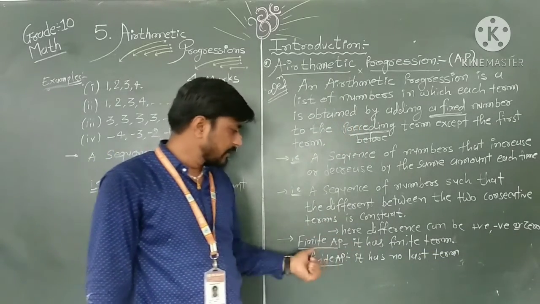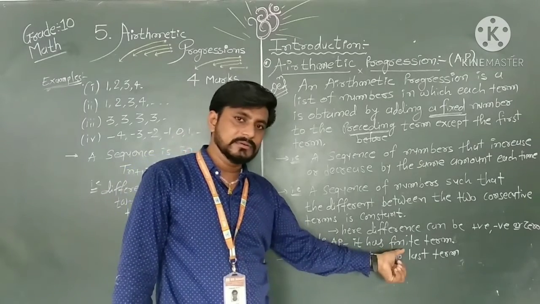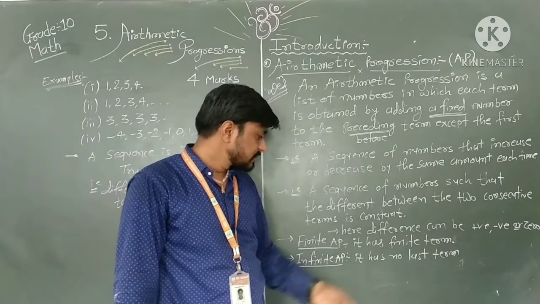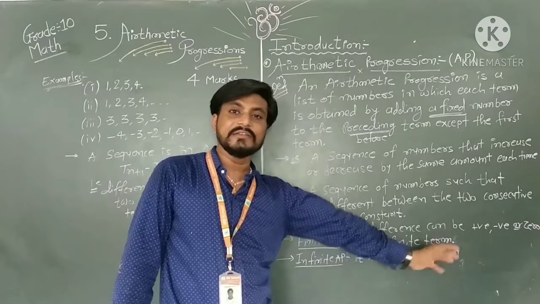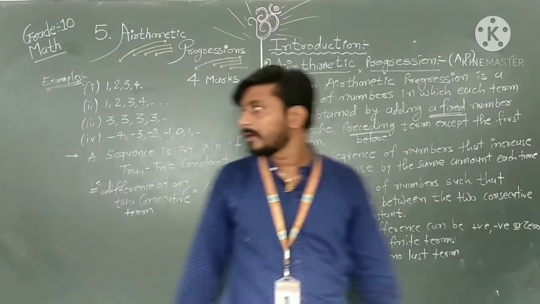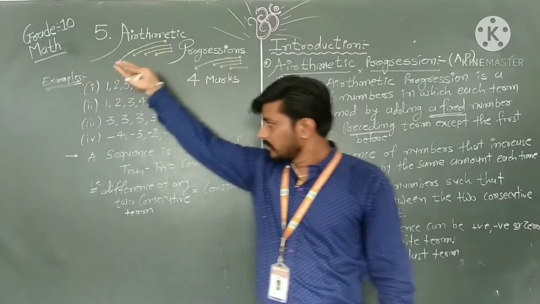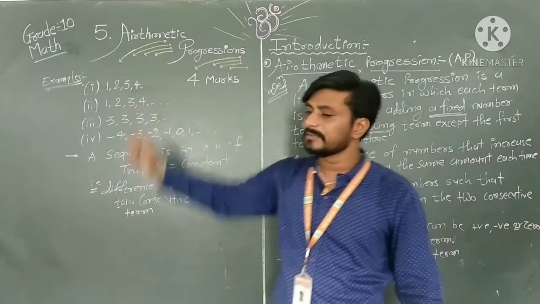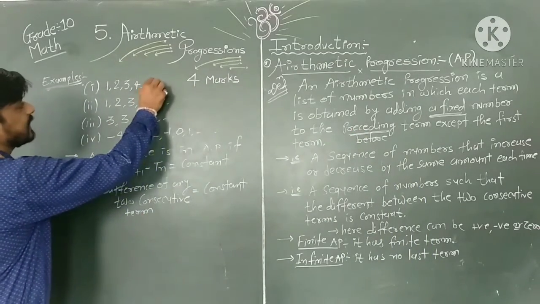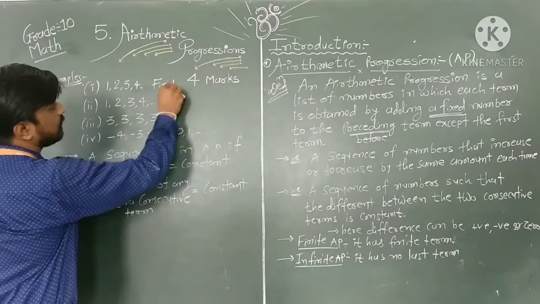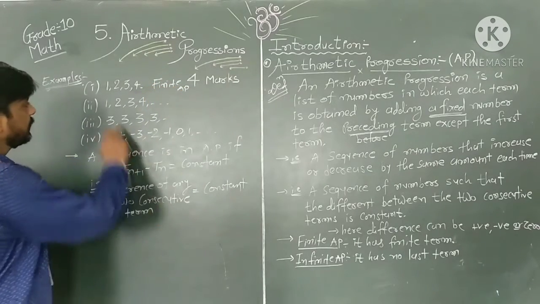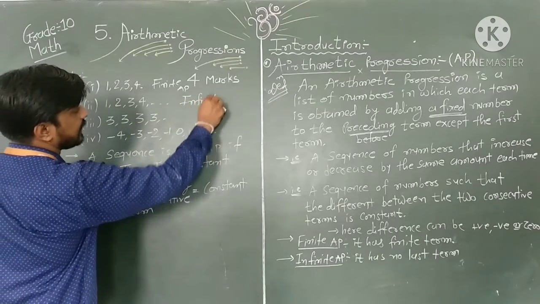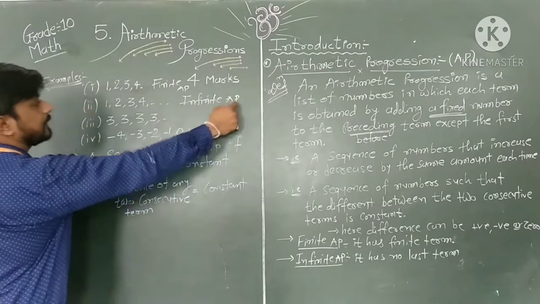Finite AP. What is a finite AP? It has finite terms. And what is an infinite AP? It has infinite terms, or you can say it has no last term. Okay, look, example. These all are examples of arithmetic progression. 1, 2, 3, 4, that's it. That means this is a finite AP. Here 1, 2, 3, 4, up to so on, that is an infinite AP.